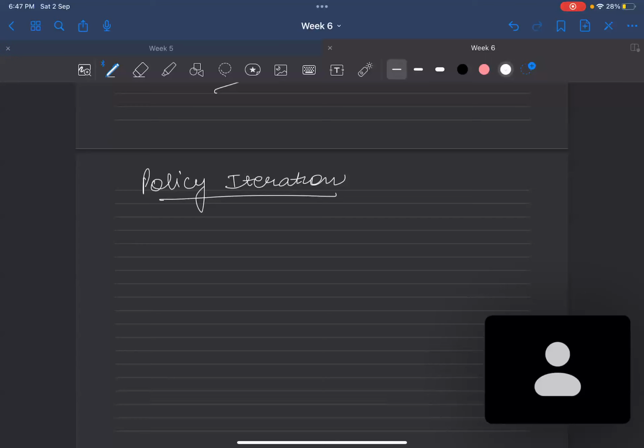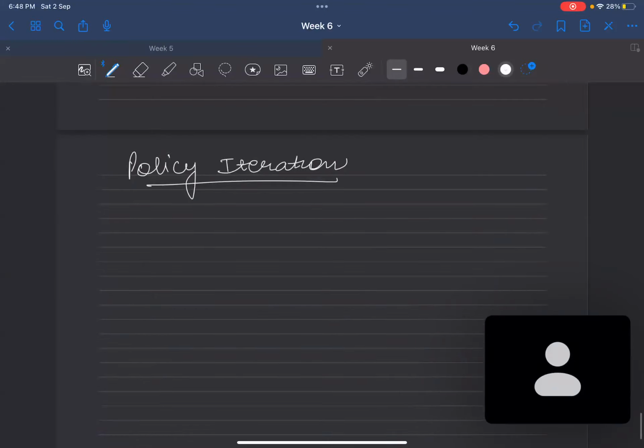So, in value iteration, our focus is to get values for every state. In policy iteration, our focus is to get the policy. To get the policy means what are the optimal actions in every state. Yes. So let us see how we'll go along, and then we'll come up with an example so that we can get a better understanding about this.